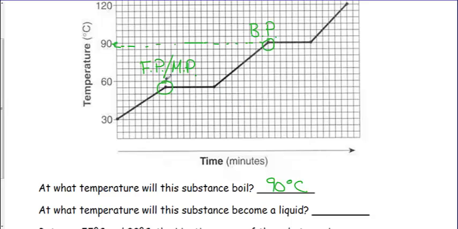Next question says at what temperature will this substance become a liquid? So when we look at our phases, this is all solid. Here is a liquid. So at this point, this is when it actually will become an entire liquid. So that will be at 60 degrees. Or actually it's 55 degrees, sorry. So at 55 degrees, we will see that it will turn to an all liquid there.